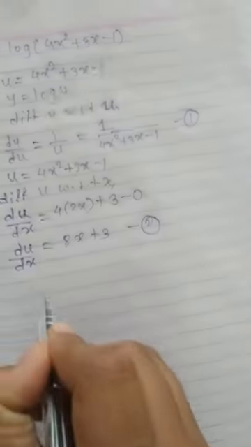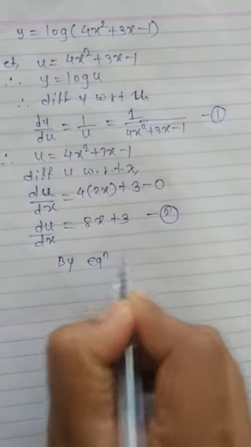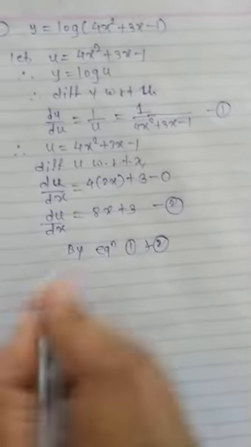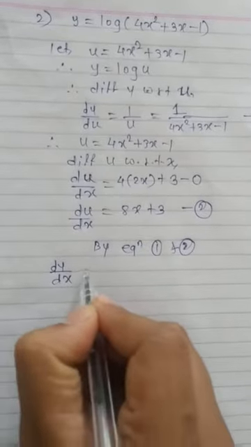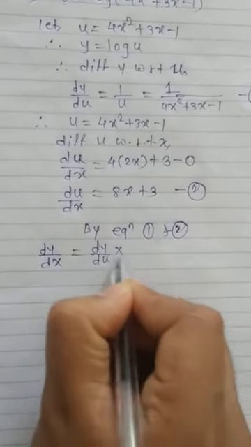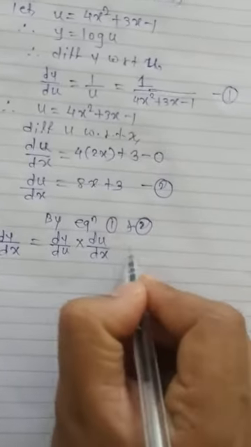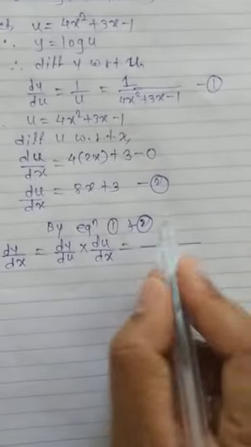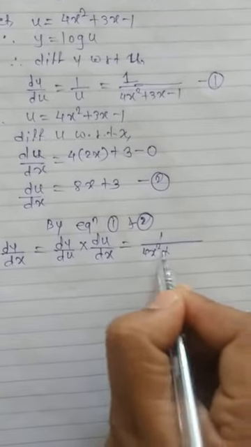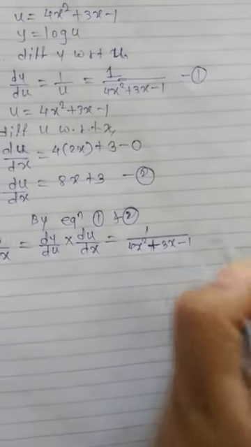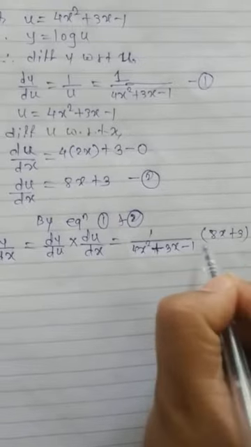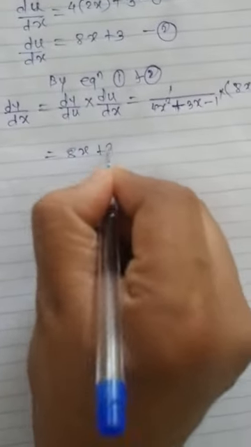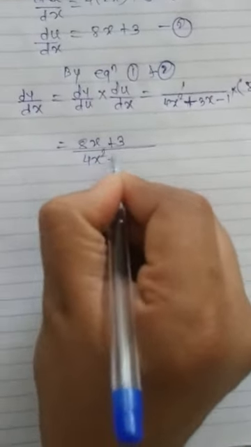So from 1 and 2, and by using the chain rule, dy/dx = dy/du × du/dx. So you get 1/(4x² + 3x − 1) × (8x + 3). Or this answer can be written as (8x + 3)/(4x² + 3x − 1). So this is the answer of the second example.